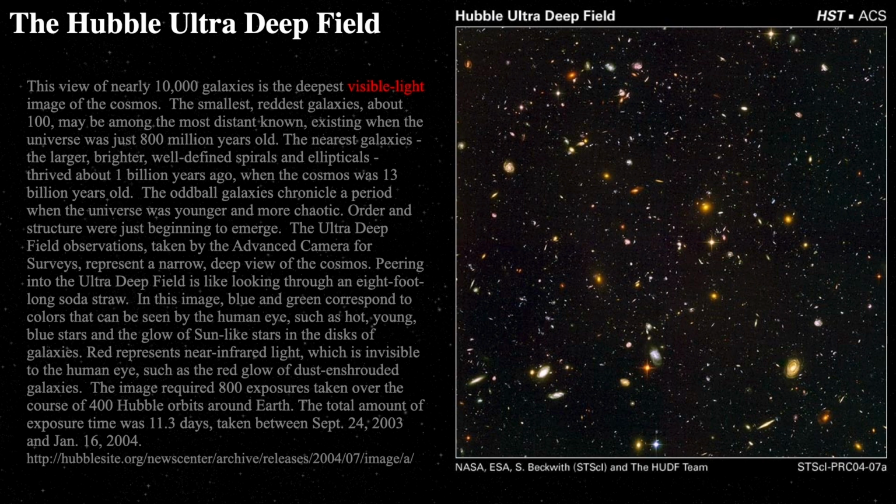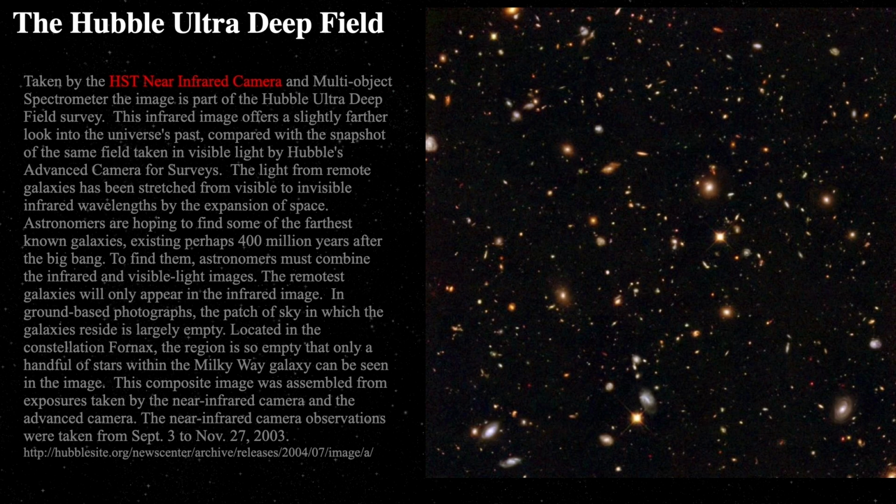But this again was an enormous undertaking, with 800 exposures taken over 400 orbits of the Hubble Space Telescope around the Earth, about 11 days of exposures. And this utilized the Advanced Camera for Surveys. Then they used the NICMOS experiment to look at the near infrared, to actually look at the objects that would be strongly redshifted.